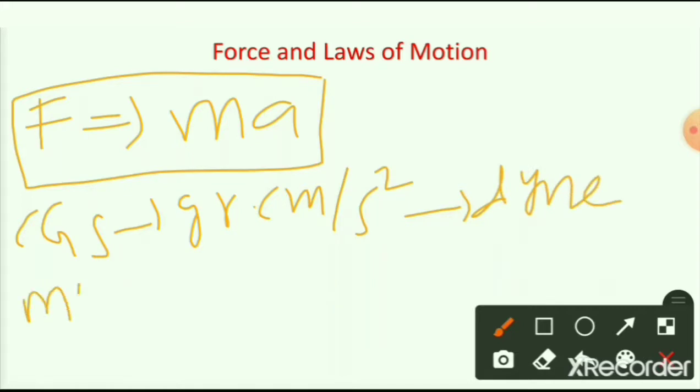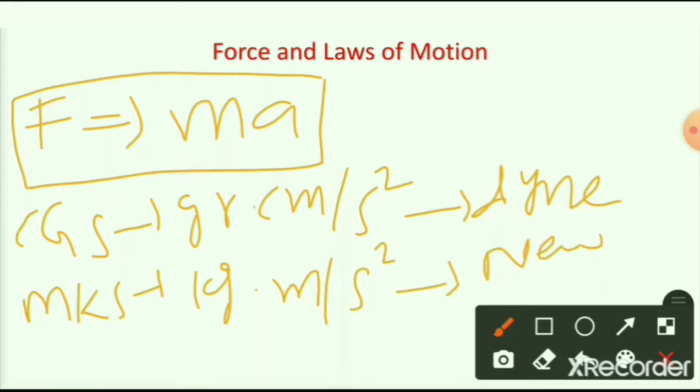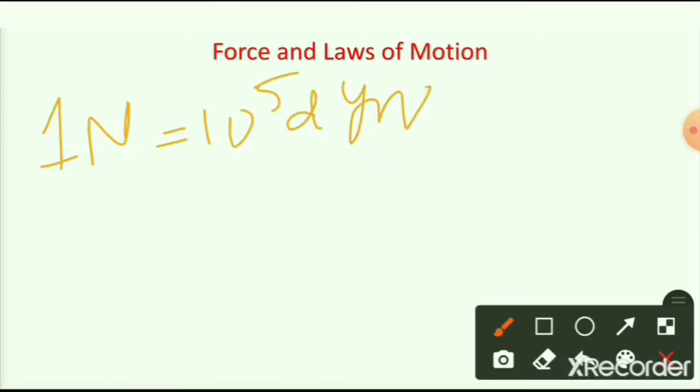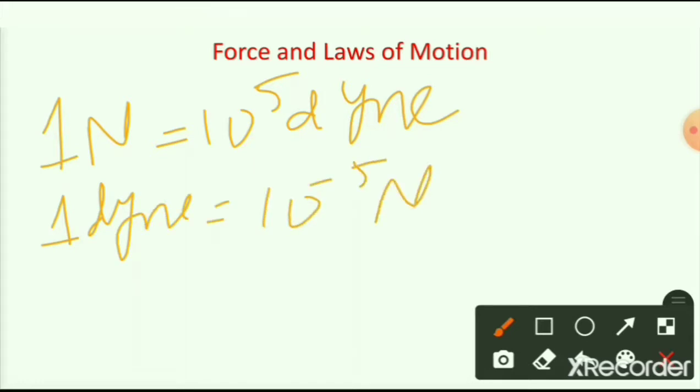In MKS, kg into meter per second square, or Newton. 1 Newton equals 10 power 5 dyne. Then 1 dyne equals 10 power minus 5 Newton.